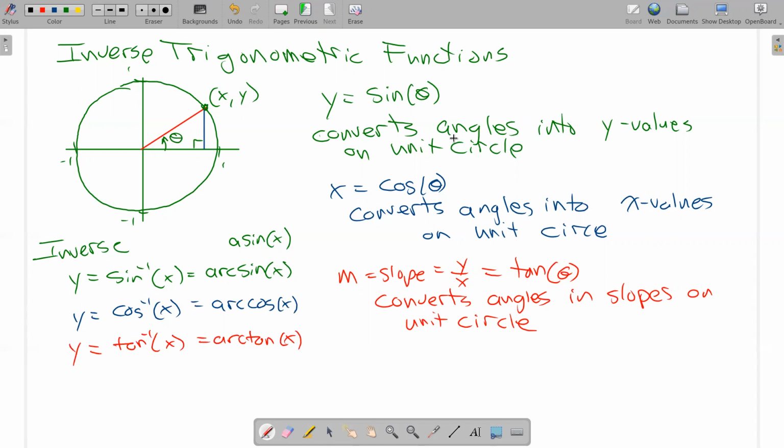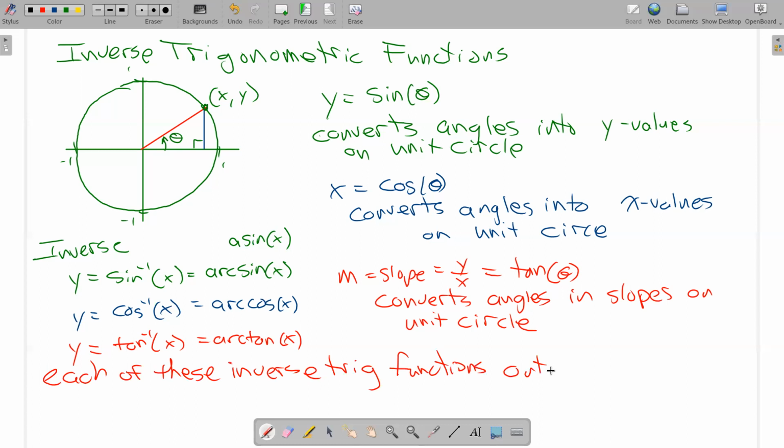So if the original functions take angles and convert to either y values, x values, or slopes, the inverse functions take y values, x values, or slopes and convert to angles. So each of these inverse functions outputs an angle.